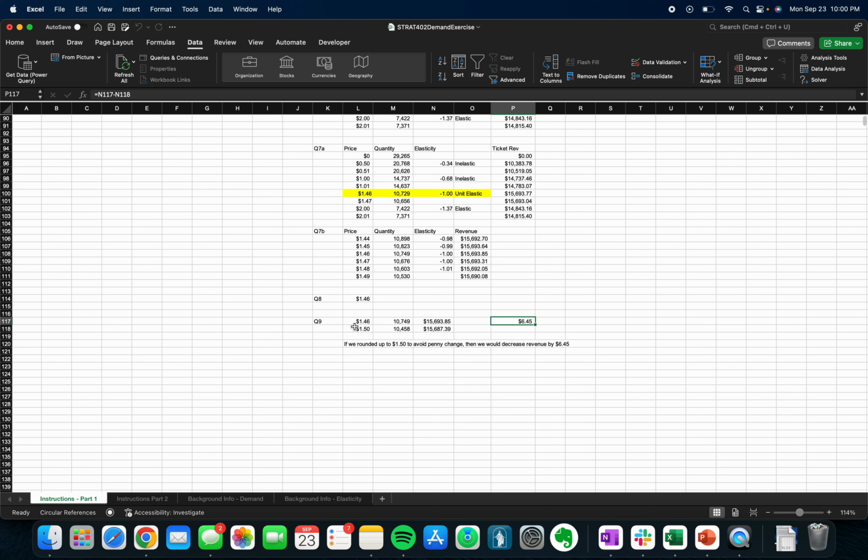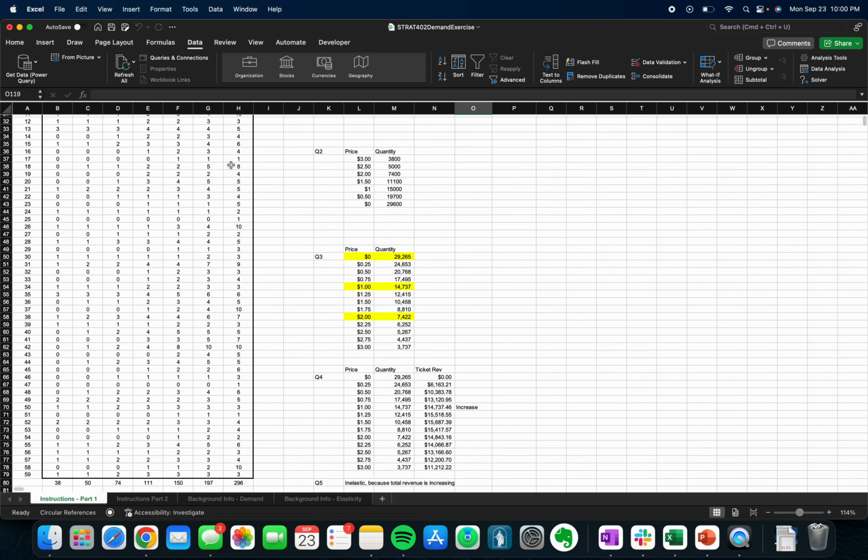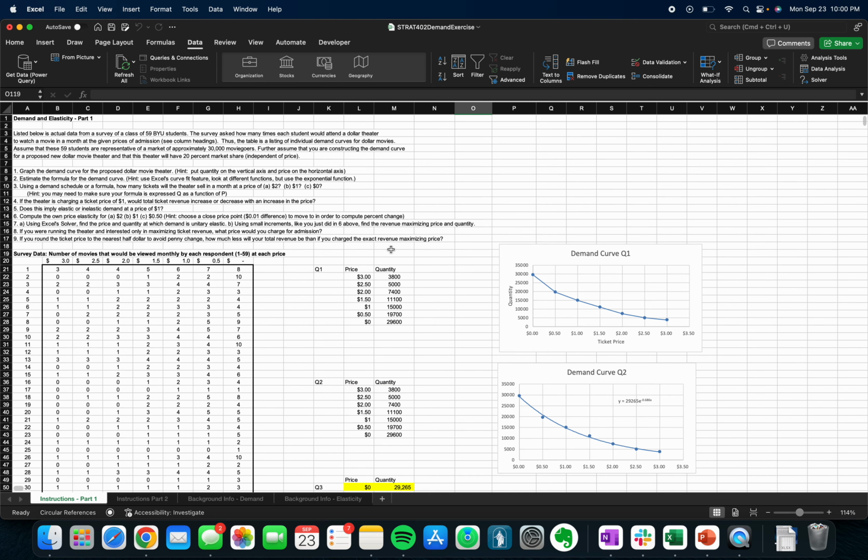Obviously, this might be beneficial because sometimes the way that people read off prices, it relates to them a little more when they see a flat number like 150 as opposed to 146. And these are just demand estimates after all. So if we round it up to 150 to avoid penny change, then the estimated revenue would decrease by $6.45. That's the whole first problem.